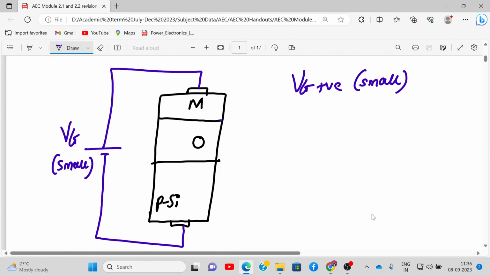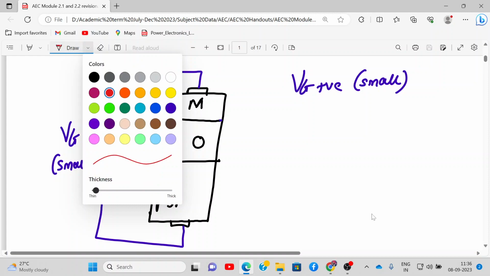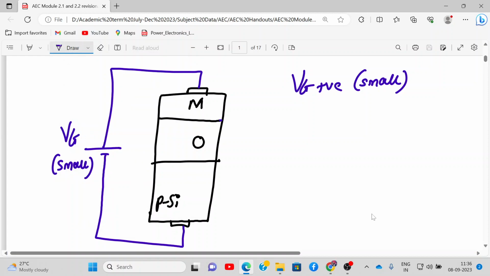Some of these holes will get attracted towards the negative end of the battery, right? So whenever a hole leaves a position, what does it leave behind? Immobile carriers, no? Yes or no? So it will leave behind immobile carriers. Okay, like this.